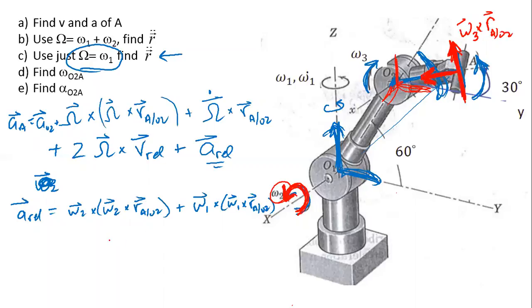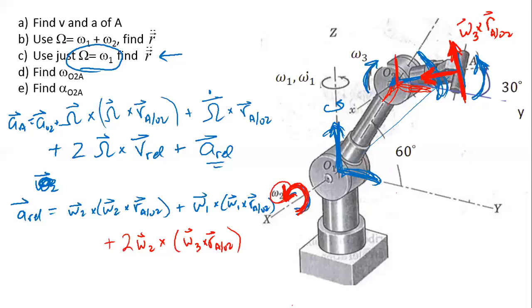So that's why we also get a plus 2 omega 2 crossed into the omega 3 cross R A O2. And that's pretty confusing. I don't know, we probably shouldn't really have included that one in there. I'm sorry about that. That was kind of a quick question.